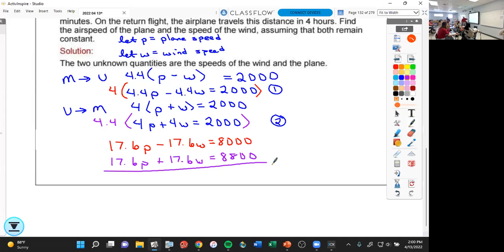Combine. 35.2 P. Y'all can check. Just eliminate 17.6 already. That's kind of what we're doing. Oh, yeah. 35.2 P. Wind is gone. Equals 16,800. Y'all check my math, I'm just doing this in my head. What's P? Divide both sides by 35.2.